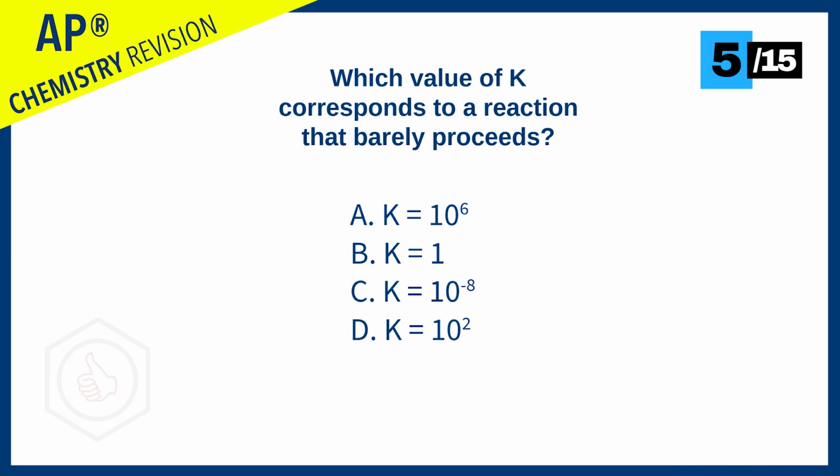The answer is K equals 10^-8, because the greater the value of K over 1, the more the reaction proceeds in the forward direction. However, the smaller the value of K under 1, the more the reaction proceeds in the reverse direction. So a very small proportion of products compared to reactants are in an equilibrium mixture.